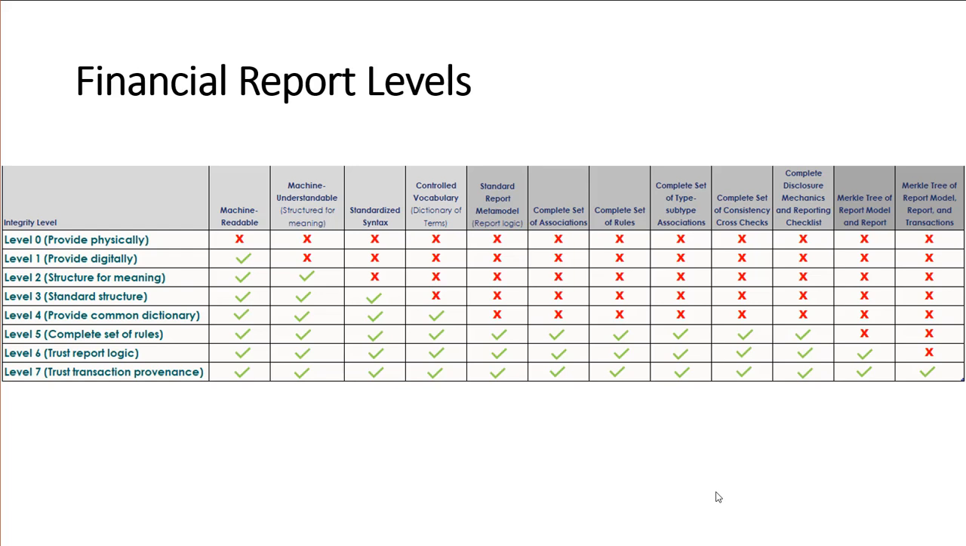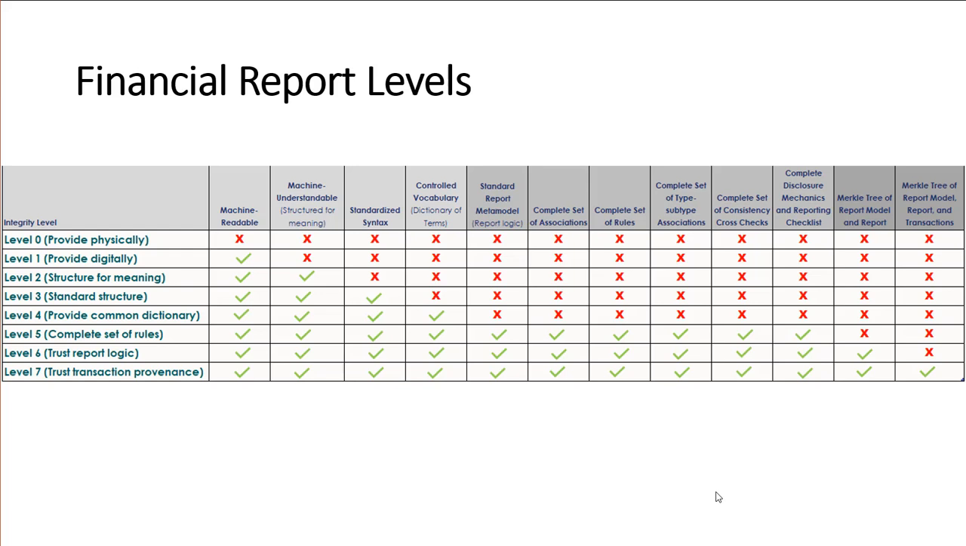The ultimate is if it was fundamentally machine readable, it was structured for meaning, with a standard syntax, you used a controlled vocabulary, you provided all the rules that are necessary, and you put this information on a blockchain, and you had a Merkle hash that tells you whether the information has been changed or not. And this is where level 7 is the best you can really do, I think I can say.